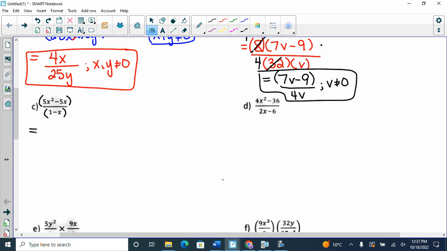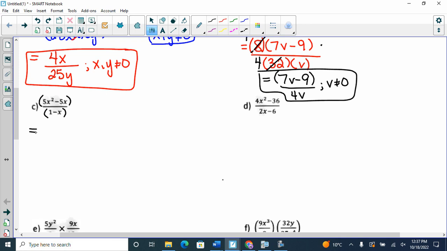I have a binomial over a binomial. Currently, do those binomials match? Are they twins? No. So I could do nothing if this was it. But I ask myself, can I do any GCFs or difference of squares when it's a binomial? When it's a monomial, I go right to brackets. When it's a binomial, I say, can I take out a GCF or is there a difference of squares in the numerator? What can I do?